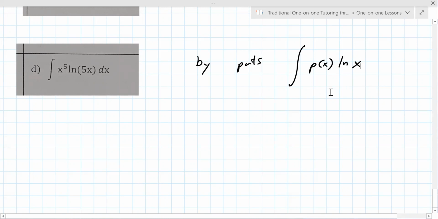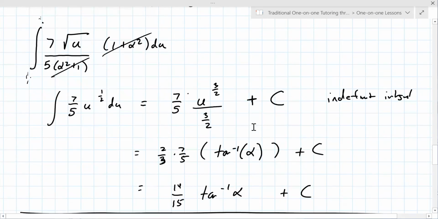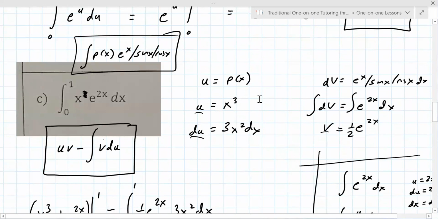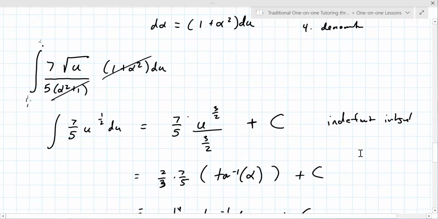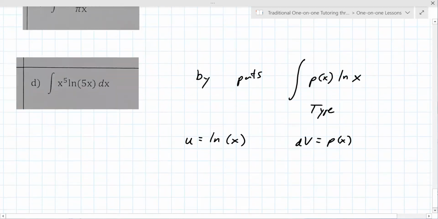This is different than the ones I was showing you earlier. So when it's this type, your u is always the natural log of x, and your dv is p of x. If you remember from the previous problem, whenever it's a polynomial of x times an e to the x or a sine of x or cosine of x, your u is always the polynomial and your dv is the other thing. Now it's switched. Gotcha. And you have to know this, because if you do it the other way, you will never get the right answer. Okay, so your du is 1 over x dx.